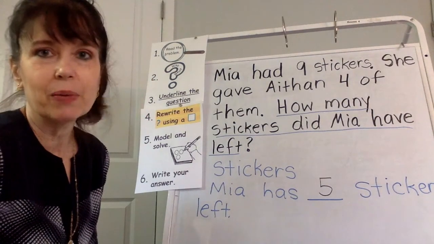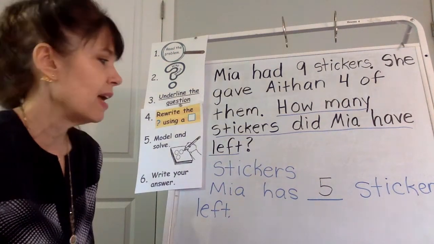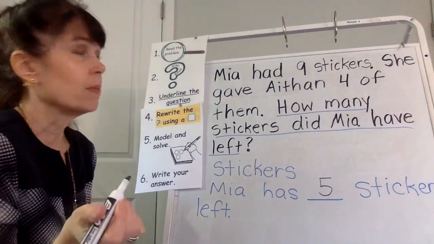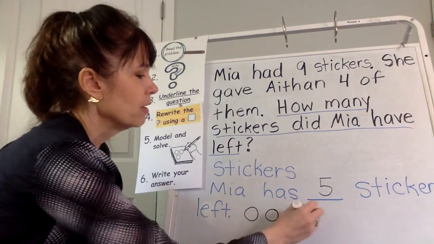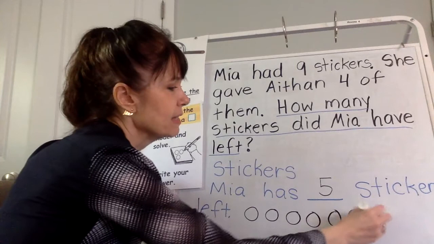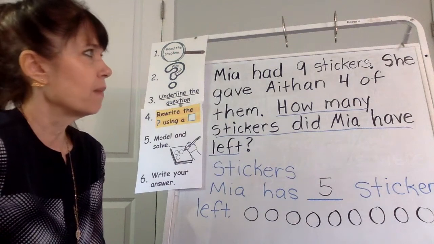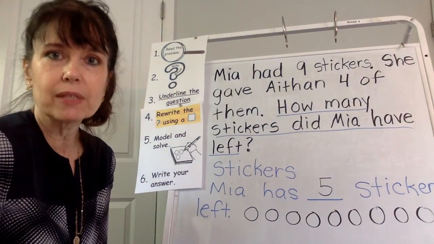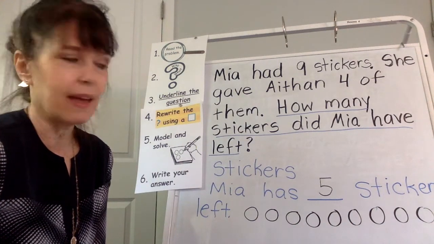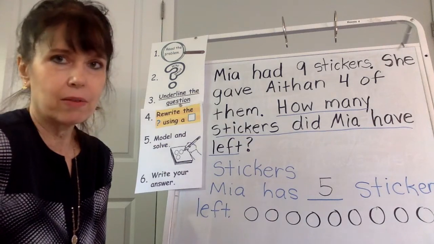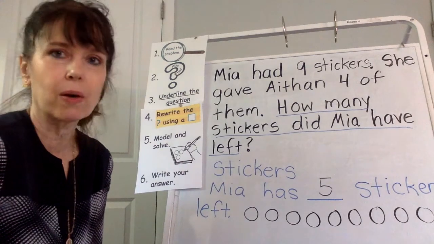And remember, we don't have to be real detailed with our pictures. I like to either use circles or squares. I'm going to go ahead and draw my circles. So I'm going to draw my 9 stickers that Mia had to begin with. 1, 2, 3, 4, 5, 6, 7, 8, 9. Now it says Ethan got 4 of them. She gave Ethan 4 of the stickers. So now we're not going to add any more stickers. We're going to have to take some away. This is pictures though. So how do you think we should take them away? What could we do to show that some of those stickers were going away?